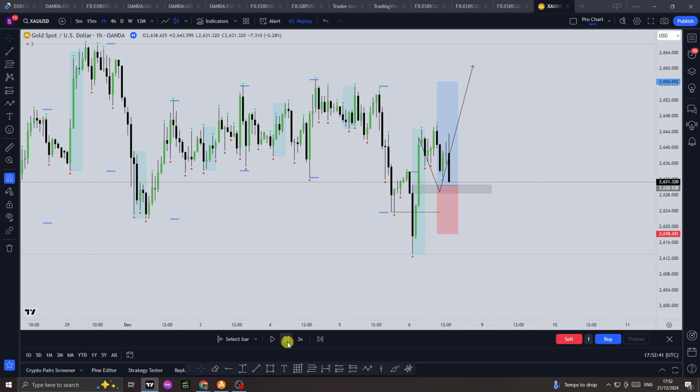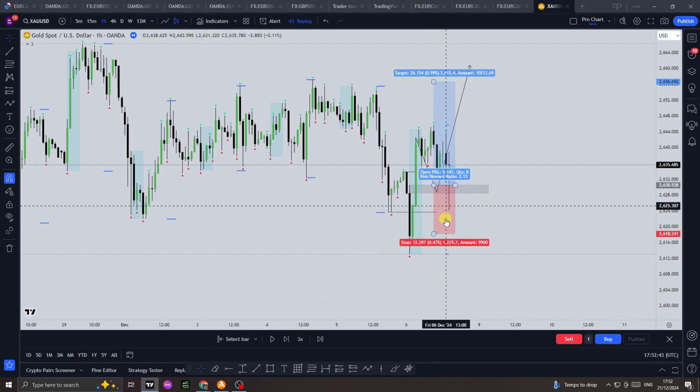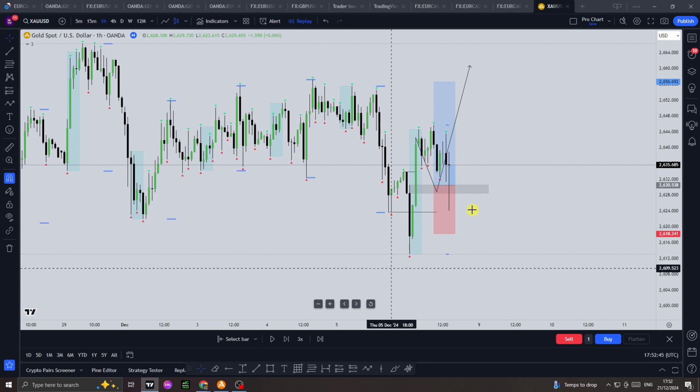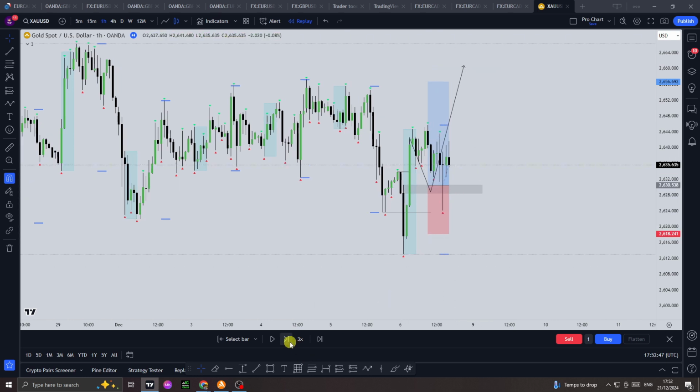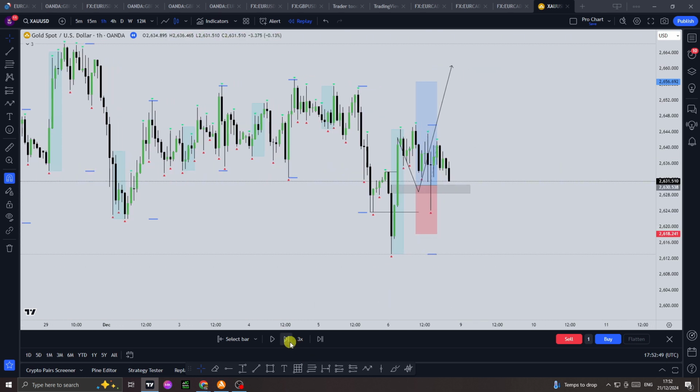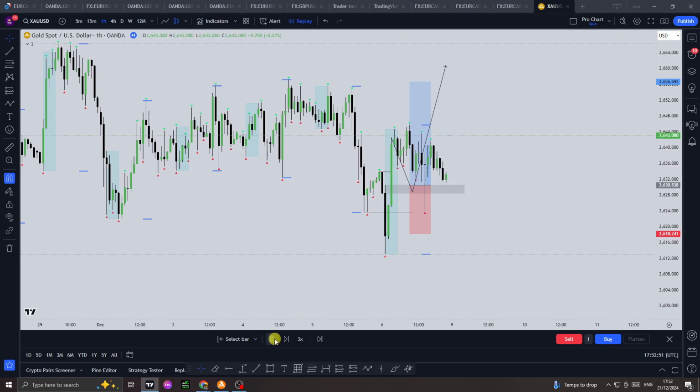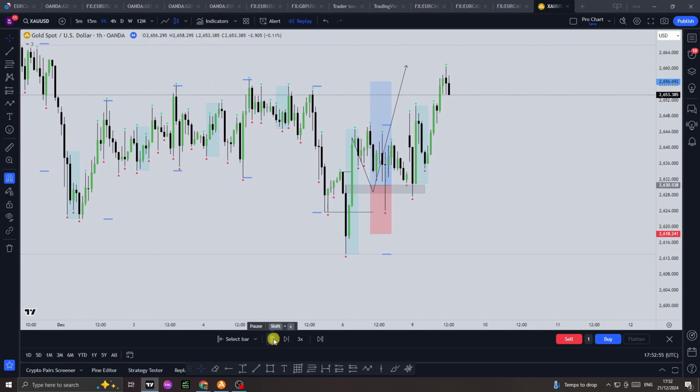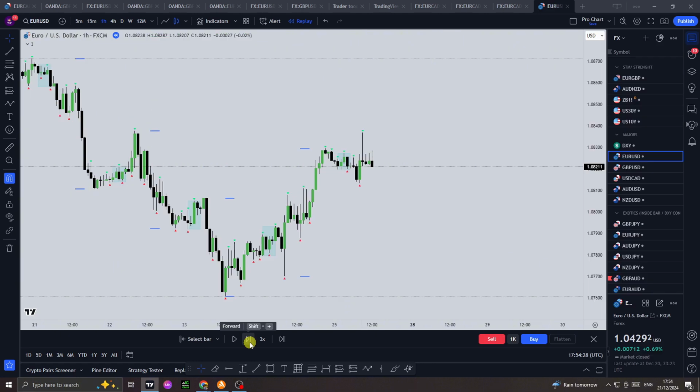So as time goes by, price does come deeper into the order block and has a nice candle reaction. Let's let it play. And as you can see, take profit was hit.